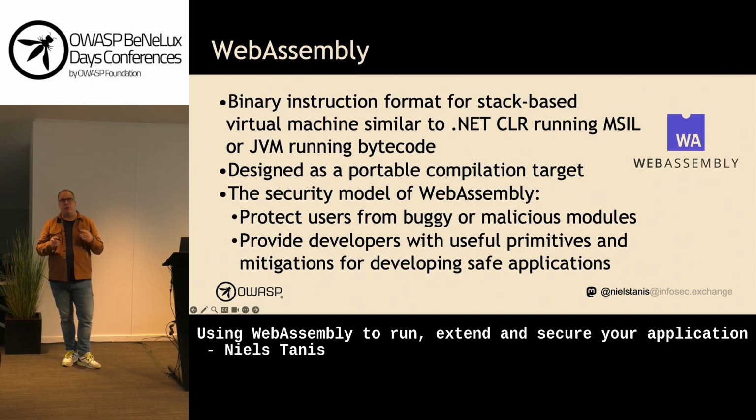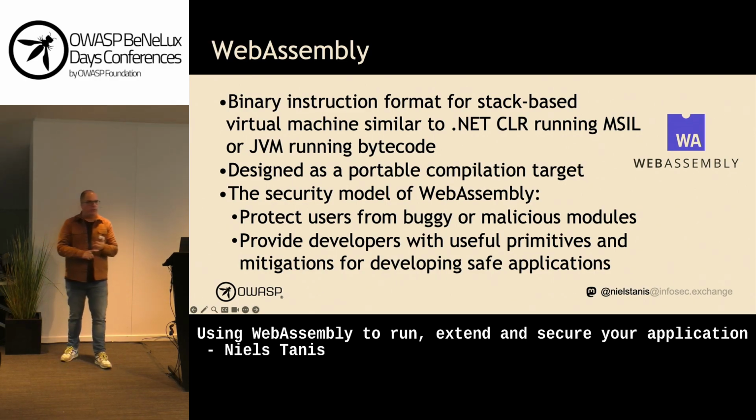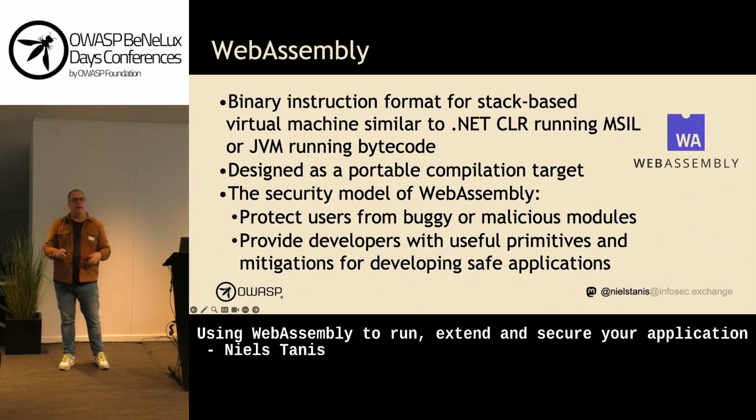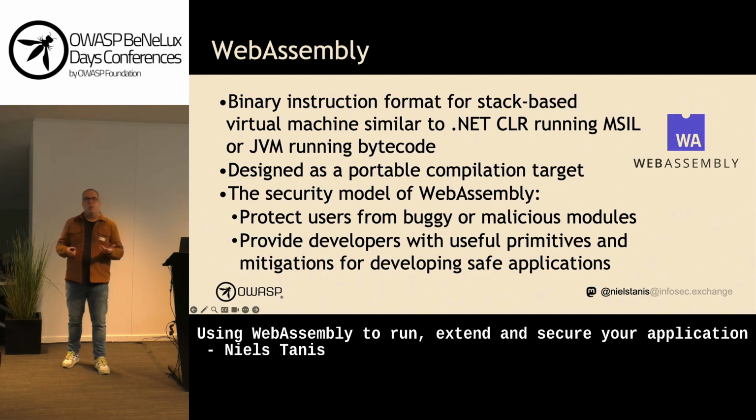It should be defined as a compilation target, so you can write Python, Rust, Go, .NET, target it as a WebAssembly module, and then run it. And the model itself should protect users from buggy or malicious modules. If you look at what's happening right now, supply chain attacks, the library gets compromised. I want to safeguard people that use my software, and I also want to reuse stuff that's already there. Because I'm lazy, I'm a developer, I don't want to reinvent the wheel, but I also want to make sure that if something happens with a library, then users are safe, right?